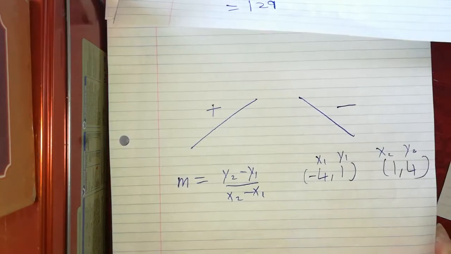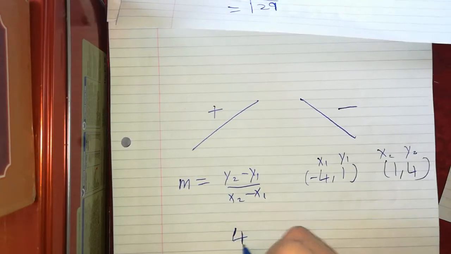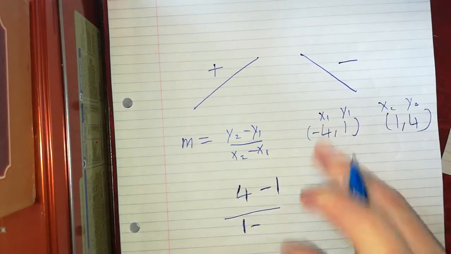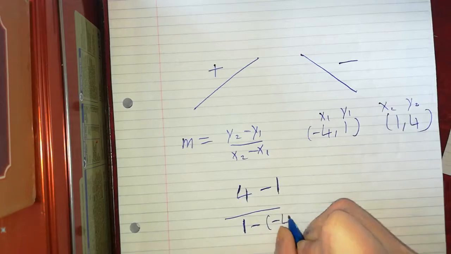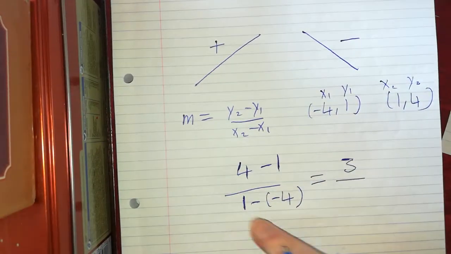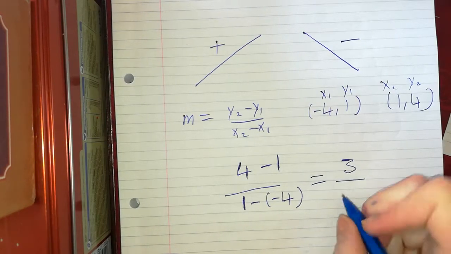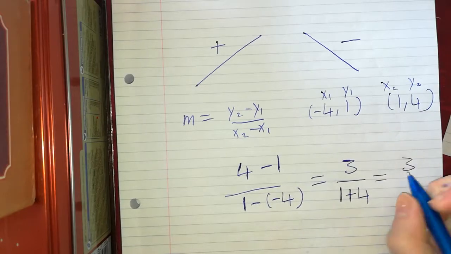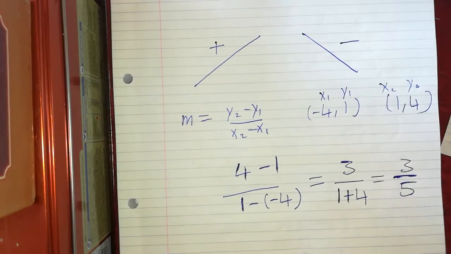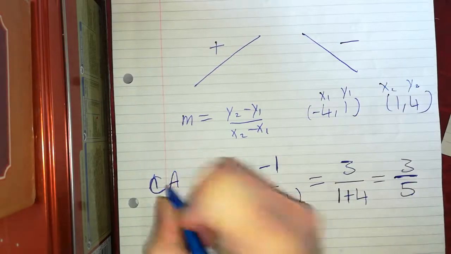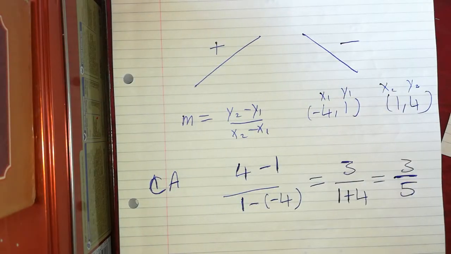So it's going to be y2 minus y1. So 4 minus 1 over x2, which is 1, minus x1, so minus 4. And then 4 take 1 is going to be 3. And minus by a minus gives me a plus, so it's going to be 1 plus 4. So that's going to be 3 over 5. So that's our slope of CA, the line CA. So we got the slope of that. So that is our question for that.